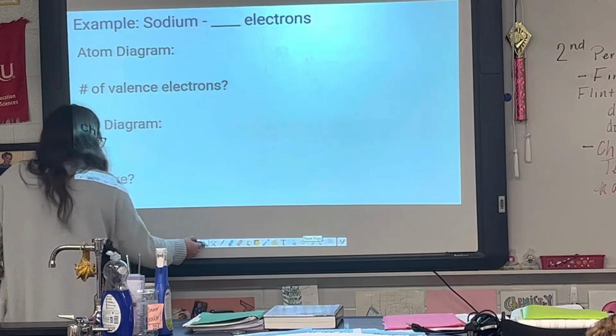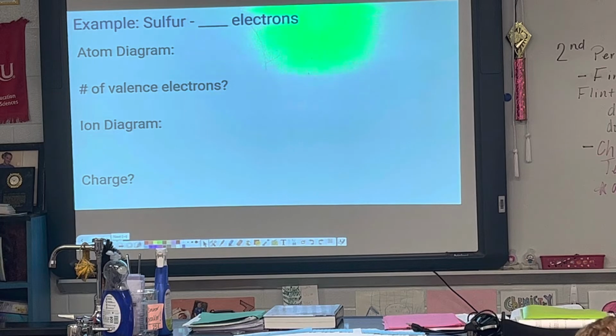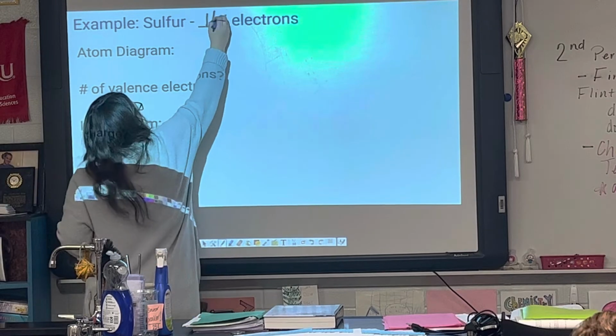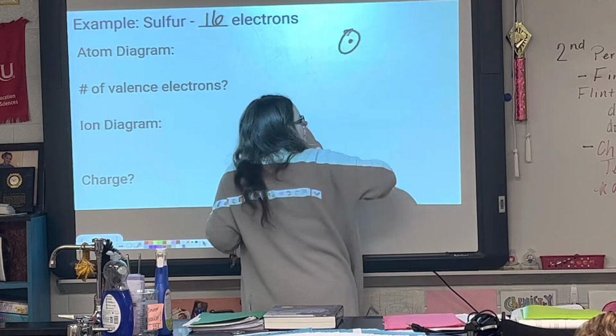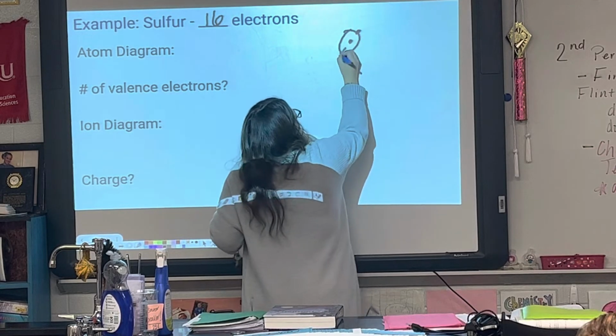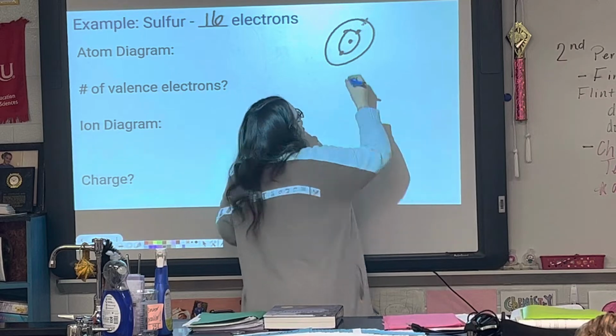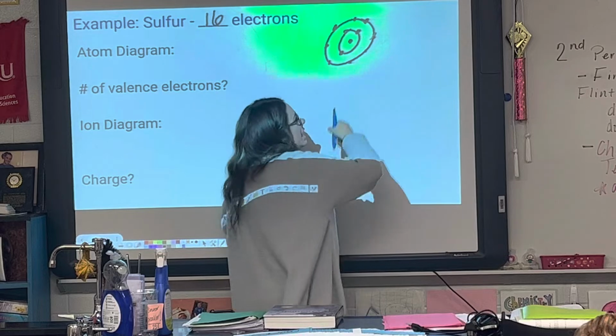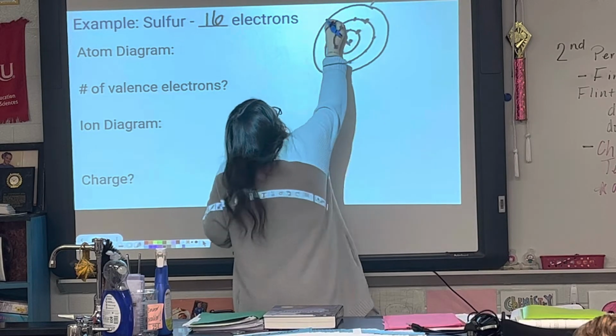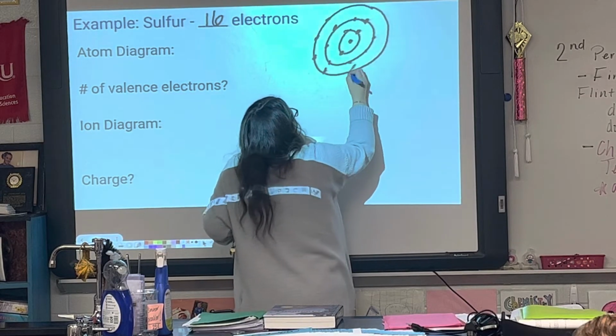Alright, so now let's do another one. Let's do sulfur. Find sulfur on the periodic table. How many electrons total does it have? 16. So it has 16 electrons. Alright, so it's atom diagram. How many are on the first energy level? 2. How many are on the second? 8. So 1, 2, 3, 4, 5, 6, 7, 8. I've used 10. So how many are on the third? 6. 1, 2, 3, 4, 5, 6.